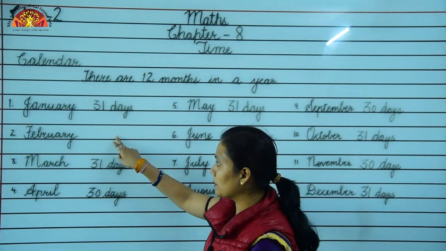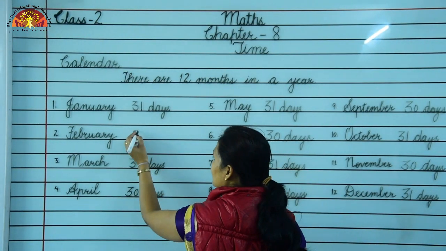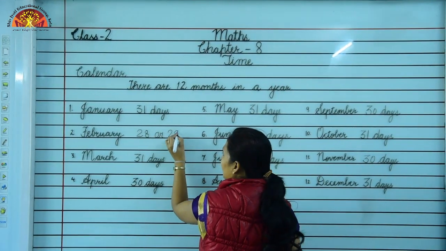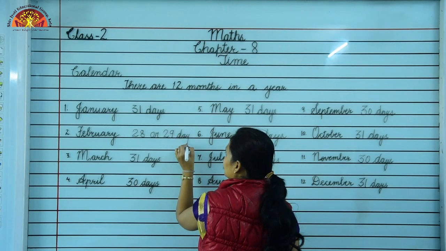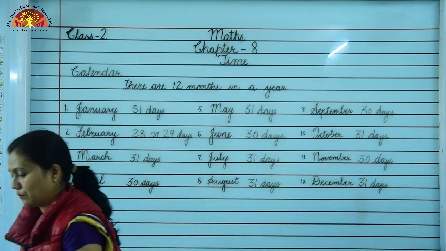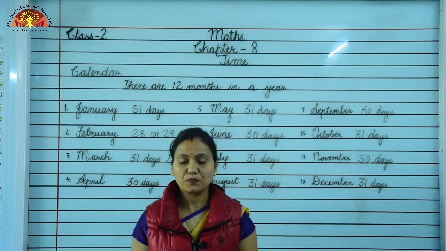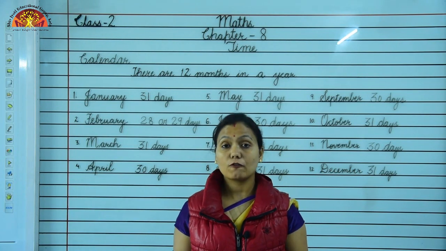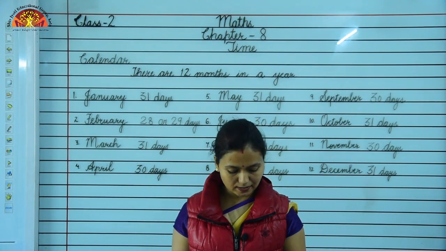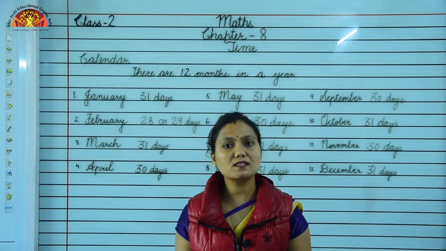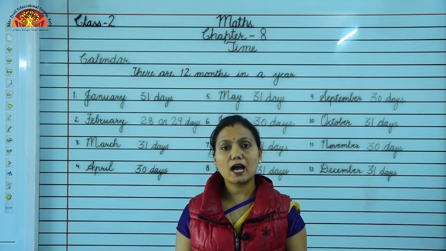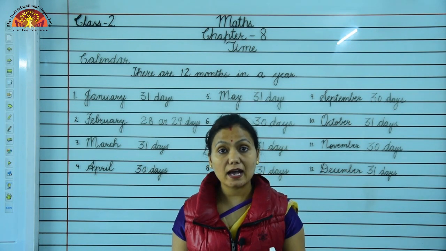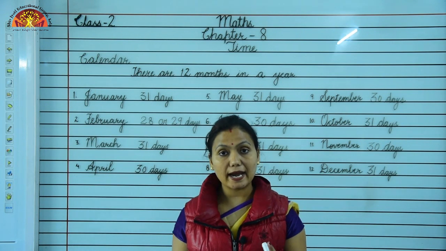Now, February has 28 or 29 days, right? So, there are 365 days in a year if February has 28 days, right? One year has 12 months, as I have already explained to you. There are 4 weeks and a few days in a month, and a year has a total of 52 weeks and 1 day.